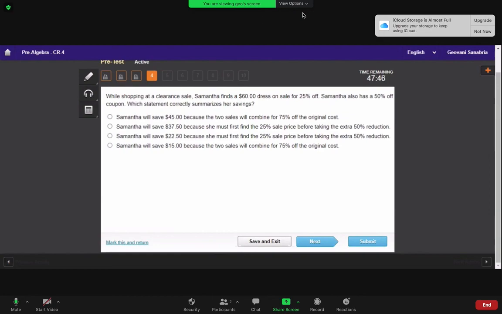Oh, the weird thing is they're talking about how much she saves, which is not even how much she actually needs to pay. They don't give us how much she actually needs to pay. So to get that, if you figure out how much she actually needs to pay, then you would subtract the original cost from that, and that's how much she saved.